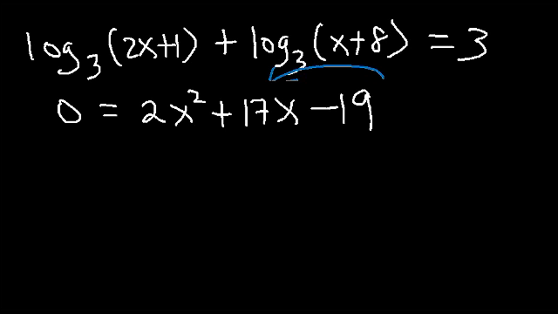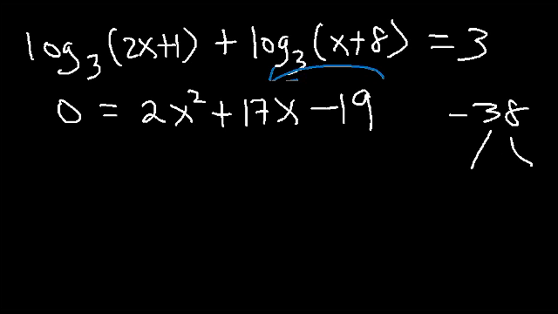So let's see if we can factor this particular expression. How would you factor 2x squared plus 17x minus 19? So notice that we have a trinomial where the leading coefficient is not 1. So we have to take into account the 2. Multiply the leading coefficient by the constant term. That's 2 times -19. And that gives you -38.